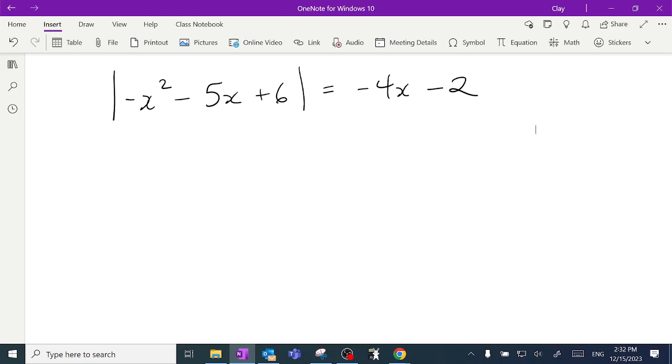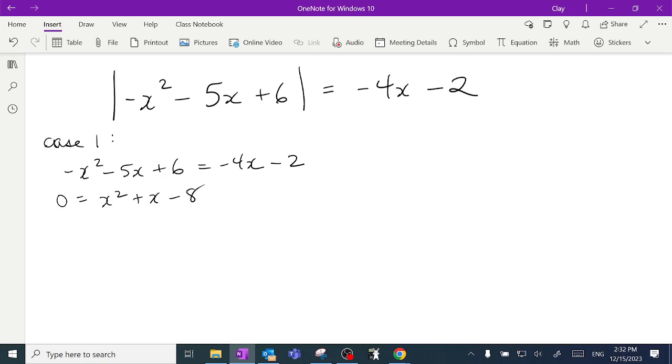Okay, if you've solved it, see if you get the same answers that I do. First, I'm going to do what we call case one. Case one happens when the thing inside the absolute value bracket comes out positive. So if I do that, I'm going to move everything to the right side of the equation, so I'm going to get 0 equals x squared, negative 4x plus 5x is plus x, negative 2 minus 6 is minus 8.